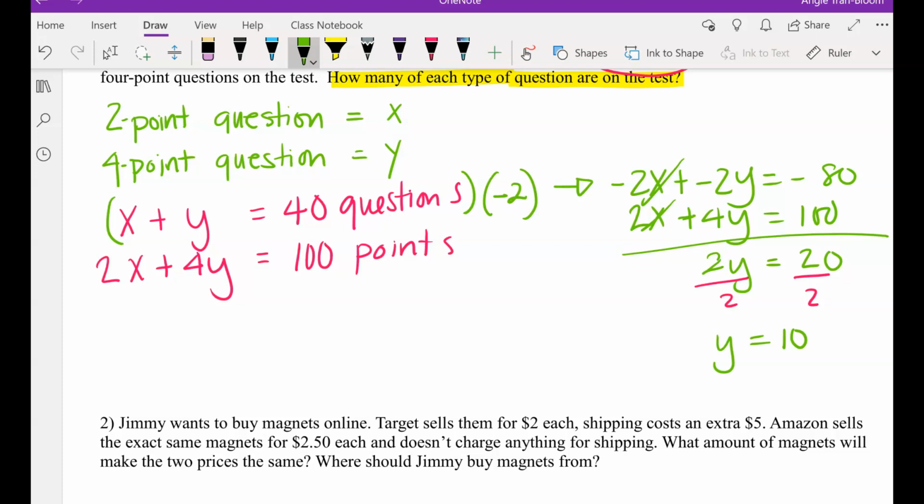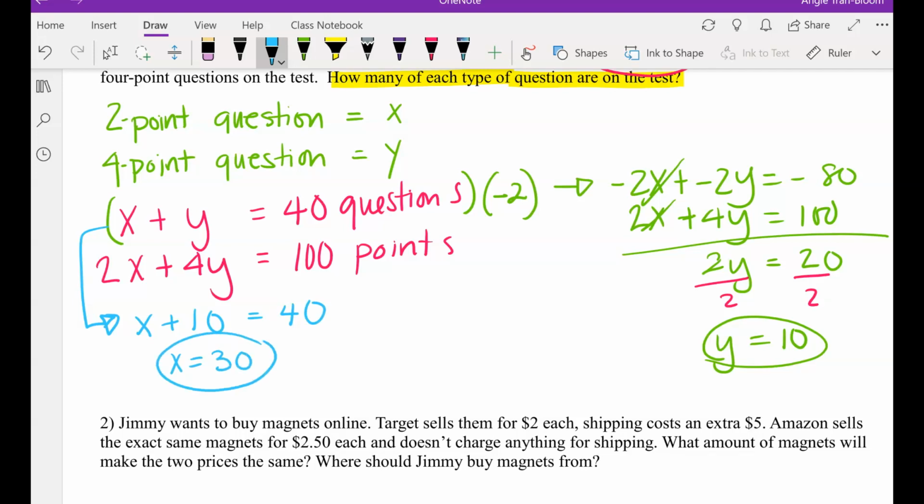Now that I have 10 for y, what do we do now for x? Plug it in. I'm going to use the first equation because that looks a little bit easier for me. Every time I see a y on the first equation, I will substitute it with what? 10. So x plus 10 equals 40. That means x is going to come out to be what? 30.